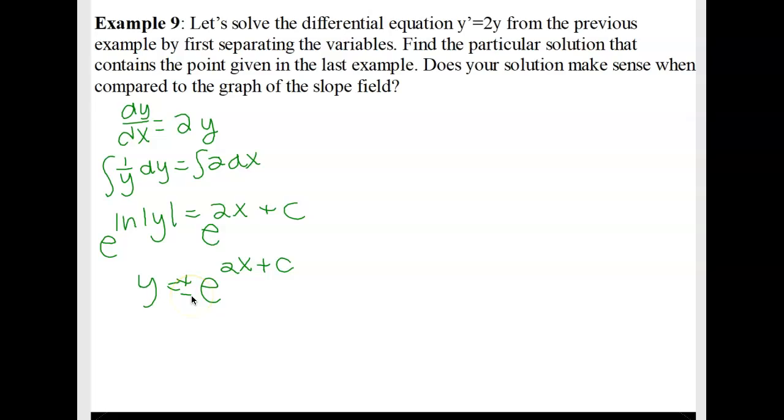Now, what do you know about powers to powers? If you had a to the m plus n, what's that equal to? A to the m times a to the n. That's what it is. A to the m plus n is the same as a to the m times a to the n. Because think about if you had x squared times x cubed. What do you do with those exponents?